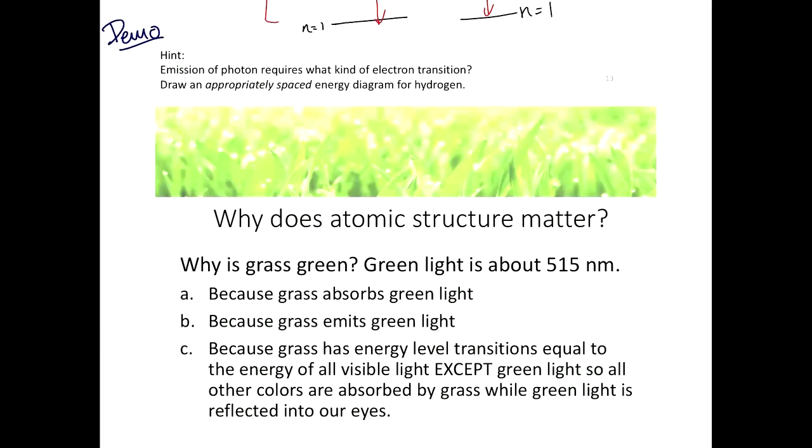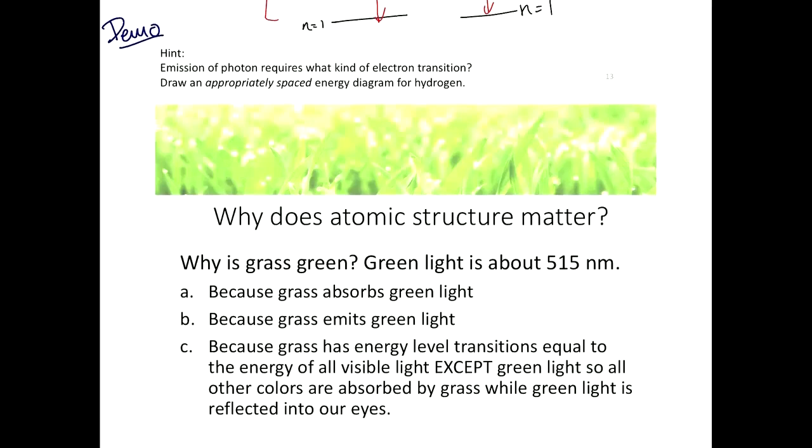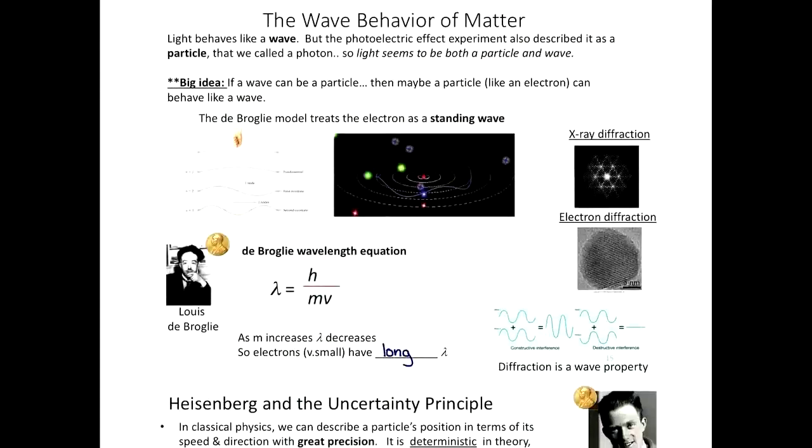Okay, so what's the answer here? Why does this atomic structure matter? Why is grass green? A, B, or C? It is C, yes, it is C. Because grass absorbs everything except, oh my gosh, my pen is broken, or it's dead. Okay, it's C, you know that. Okay, so we have 40 more minutes, dang.